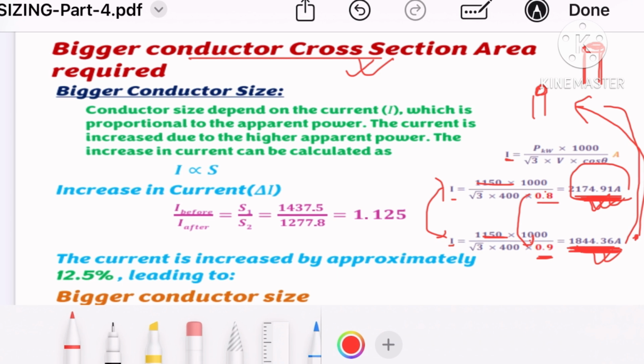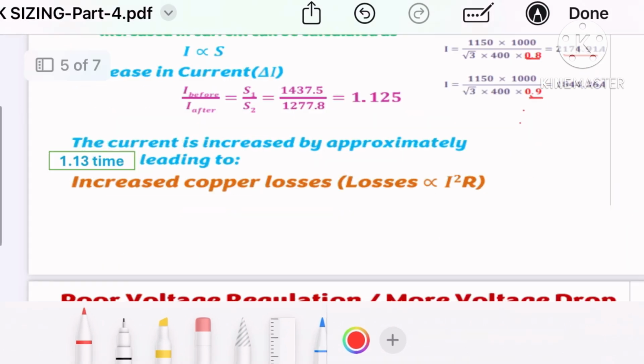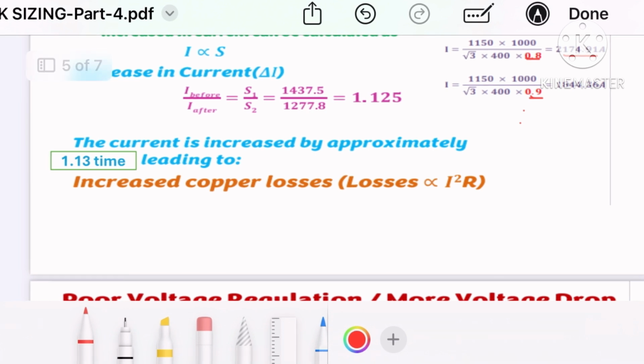It's very simple, right? So due to poor power factor, we have to use bigger cross section area of the conductor or cable. Now let us move to the other point.